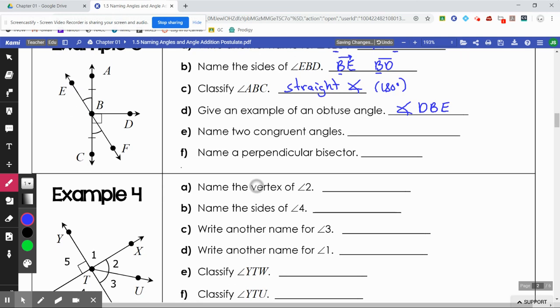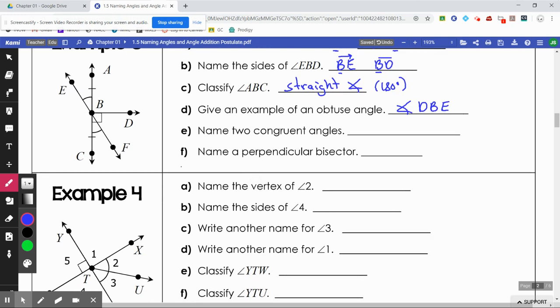E part, name two congruent angles. Congruence is marked by arcs. If you notice here, this has a single arc and this has a single arc here. Anytime you see those arcs, that's telling you that those angles are the same size. They're congruent. So therefore, here my congruent angles would be angle ABE.